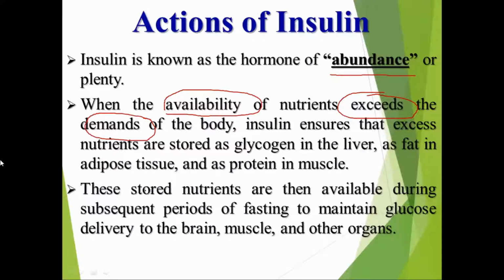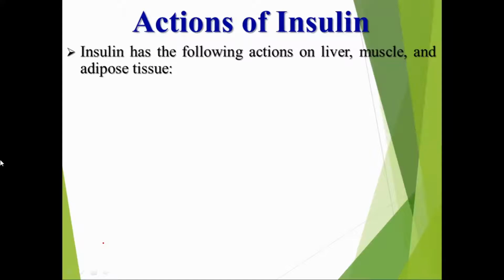What is stored? Nutrients are stored as glycogen in liver, fat in the adipose tissue, and protein in muscle. And whenever there is a requirement, they will be utilized, because the glucose supply to brain, muscle, and other organs is very important, glucose being one of the immediate sources of energy. So insulin has the following actions on liver, muscle, and adipose tissue.